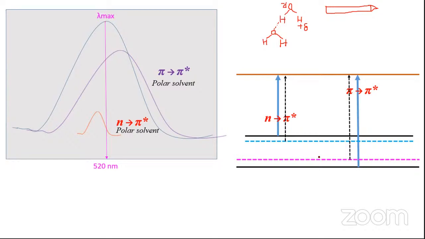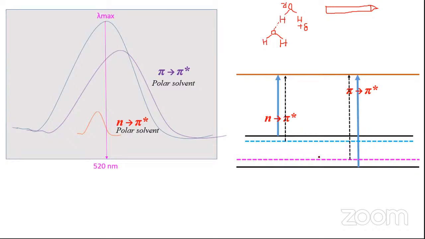But you will solubilize the molecule into a polar solvent and look at the shift. Where is the shift happening? Previously it was at 520. Now, after you have solubilized it into a polar solvent, if the peak shifts towards say 540 nanometers, what's your conclusion? What are the transitions you are looking at? Pi to pi star. Yes.